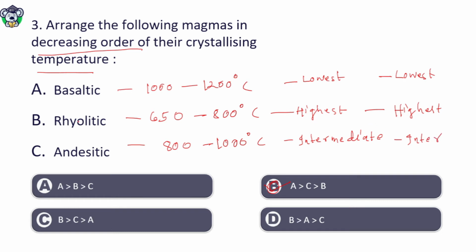What is the silica percentage in rhyolitic magma? The silica percentage is 65 to 75%. In basaltic magma, that is 45 to 55, and andesitic will be 55 to 65 because it is intermediate.